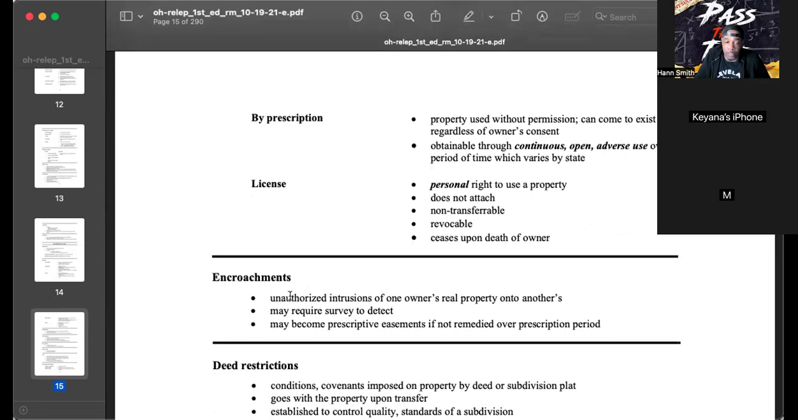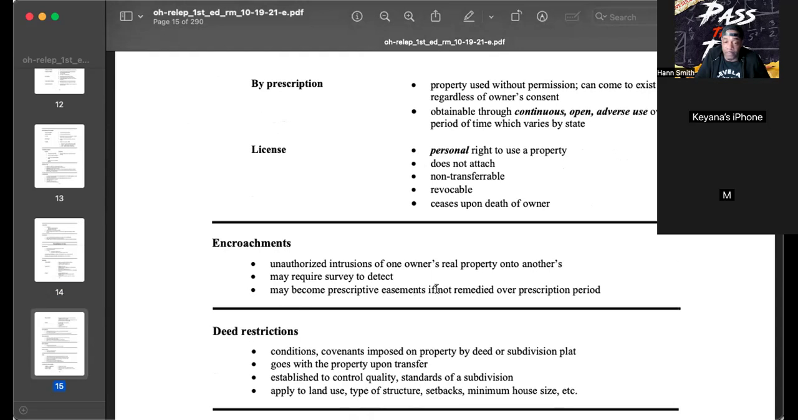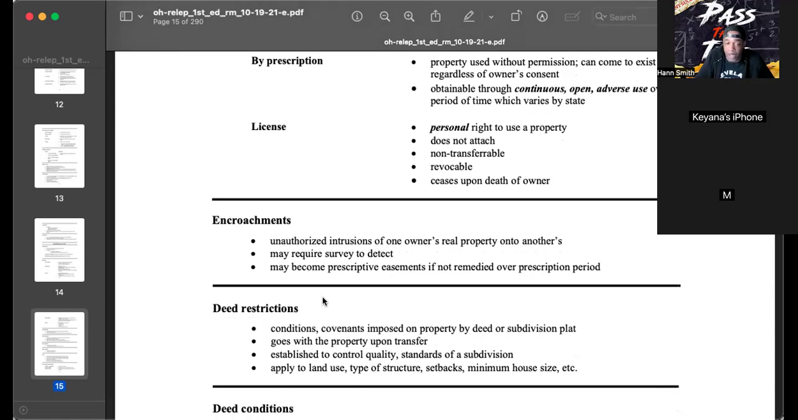Encroachments, know the definition: an encroachment is an unauthorized intrusion of one owner's property onto another's. It may require a survey to detect. It may become a prescriptive easement if not remedied over the prescriptive period. In other words, an encroachment is how you get somebody's property. You encroach upon it, unauthorized, and you take care of it and use it for a long time. After that time passes, you have the right to use it, the right to own it. You go to the courts and request a prescriptive assignment of the ownership interest. So just know the definition of what an encroachment is. More importantly, know that an encroachment is a type of encumbrance.